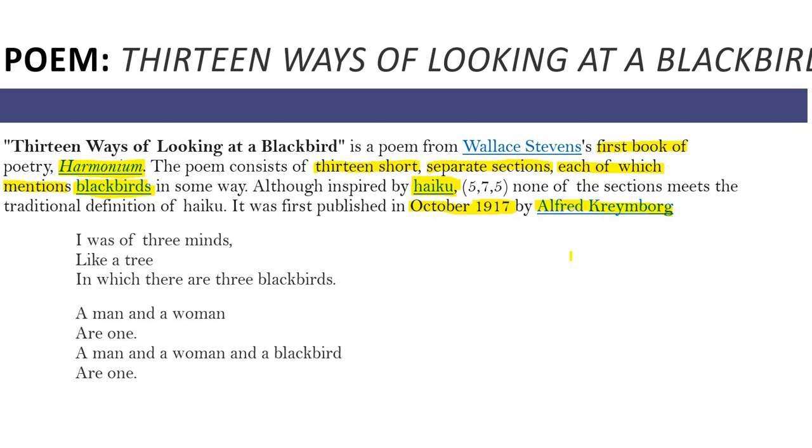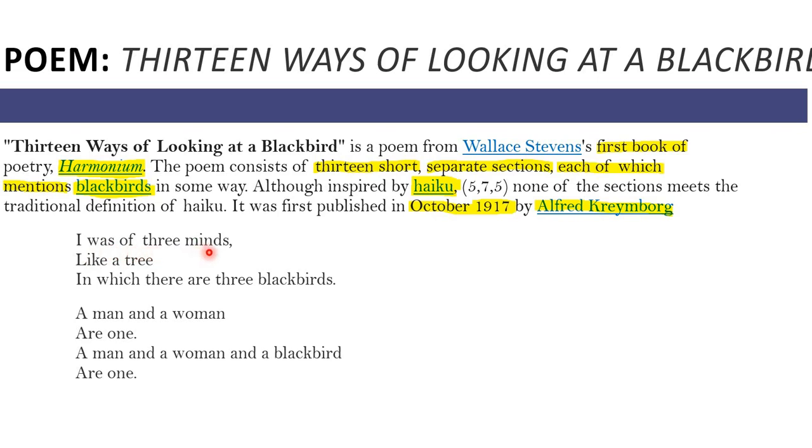Now coming to some important lines that may be asked in your exam, or you can say that are very important. Like we can see here, "I was of three minds, like a tree in which there are three blackbirds." We see that the poem is divided into 13 separate sections, and each section mentions blackbirds. In this section it is written in the haiku pattern, but not in the traditional haiku pattern, yet it has followed it.